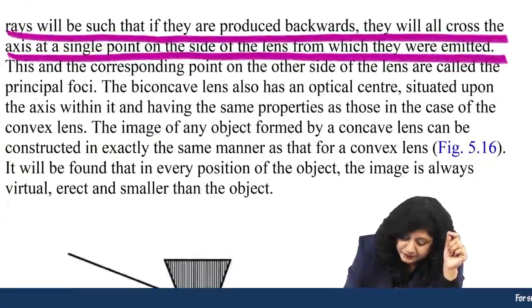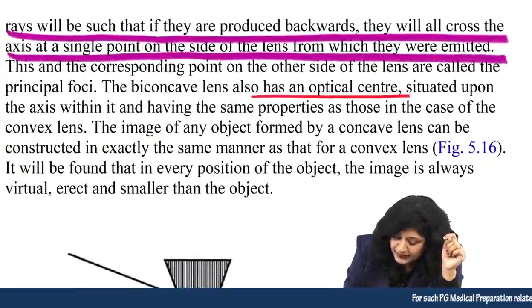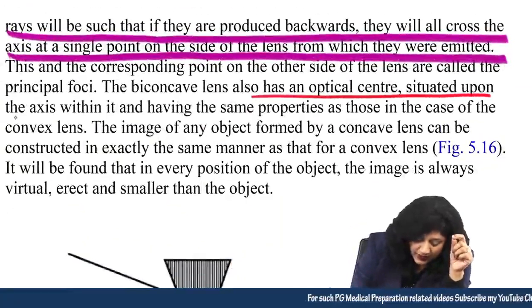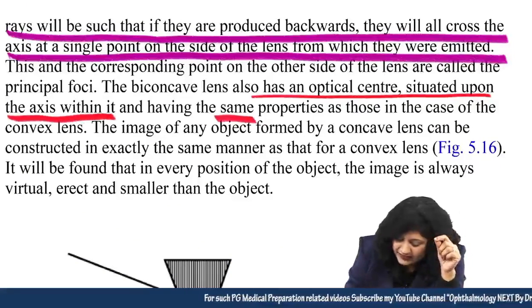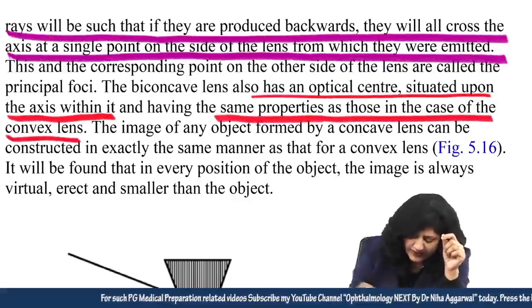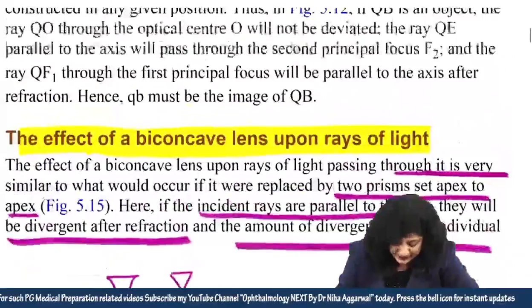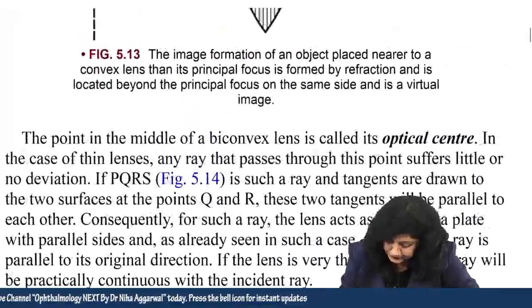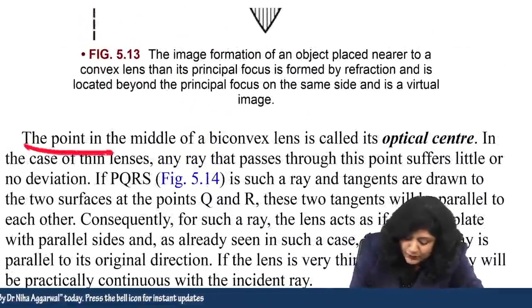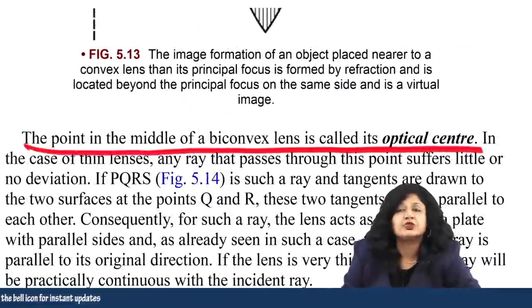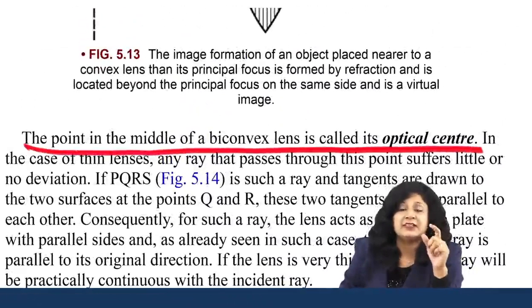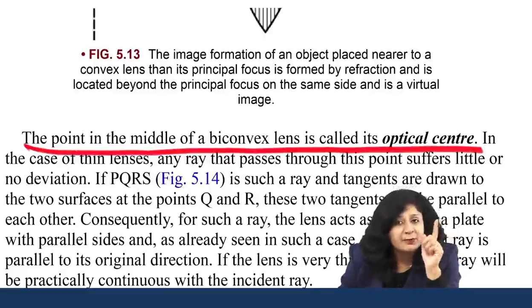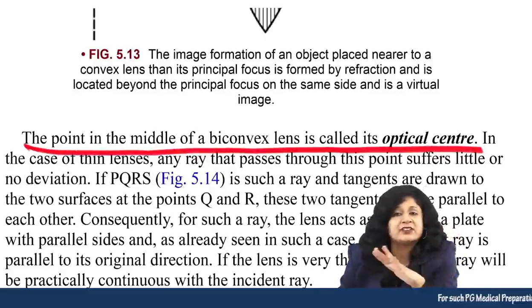Now this biconcave lens also has an optical center. This optical center is situated upon the axis within it and has the same properties as those in the case of the convex lens. Now I will tell you what this optical center is. We were talking about it here. See, the point in the middle of a biconvex lens is called its optical center. The properties of this optical center remain the same whether it is the center of the biconvex lens or of the biconcave lens; the general properties remain the same. Okay. So this was about your biconcave lenses.